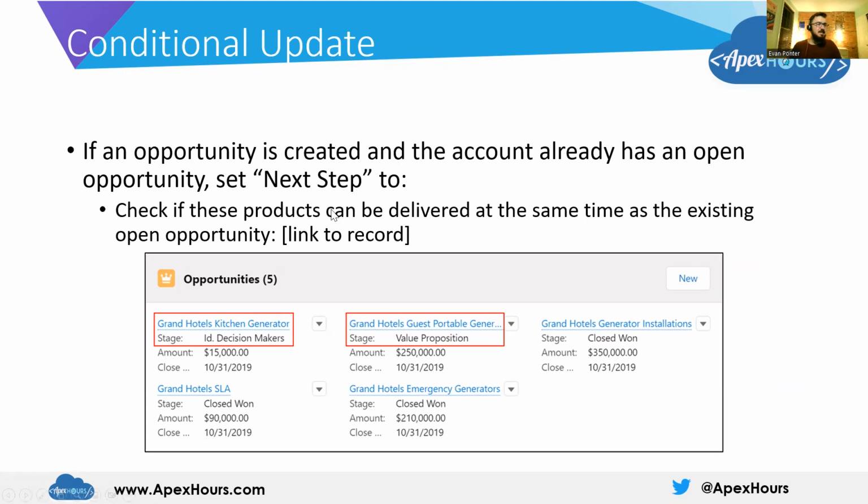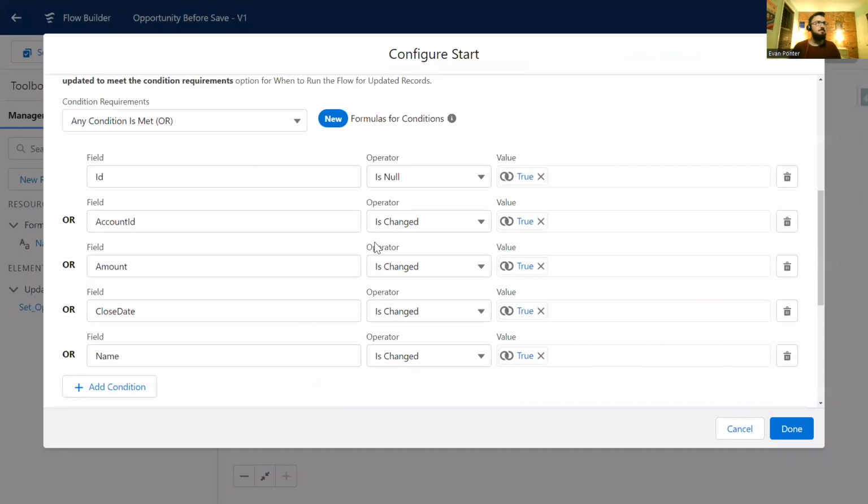We want to put some text in the next step field on a brand new opportunity that says, check if these products can be delivered at the same time as this existing opportunity, and then post a link to the record. Now, we don't have access to just the next open opportunity on the account by traversing relationships, so we will need to run a query, and if we find results, we want to put this text in the next step field. So let me show you how that would work.